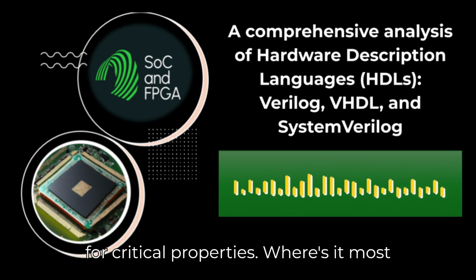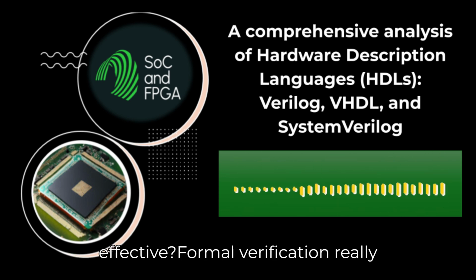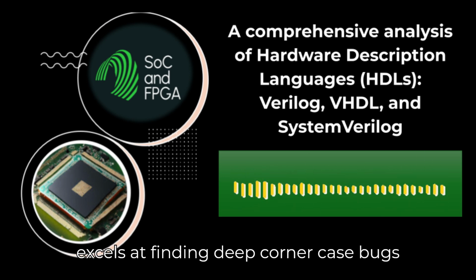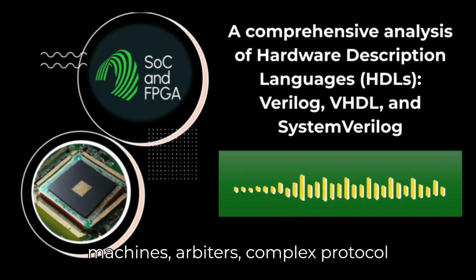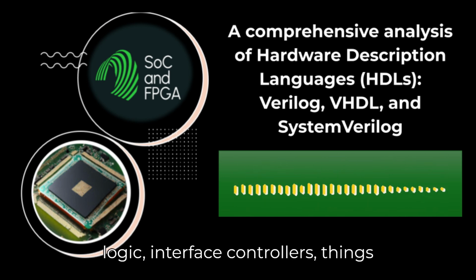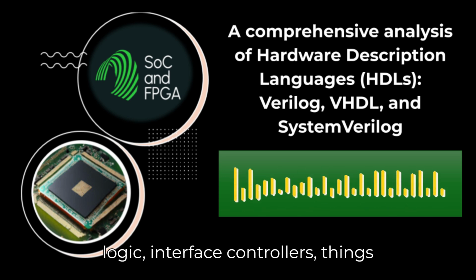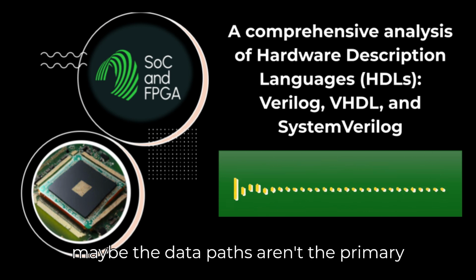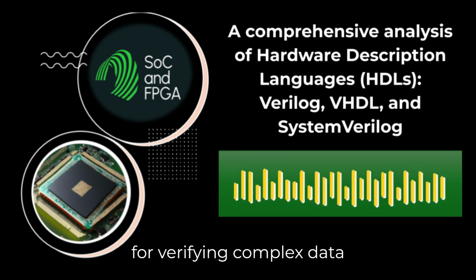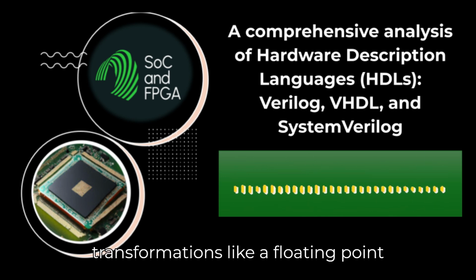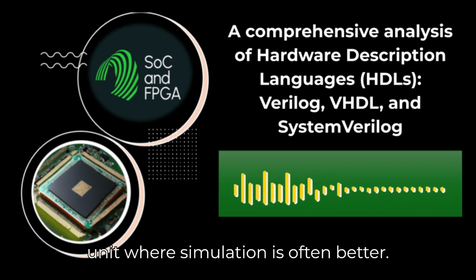That sounds amazing for critical properties. Where is it most effective? Formal verification really excels at finding deep corner case bugs in control-dominated logic: state machines, arbiters, complex protocol logic, interface controllers, things where the state space is complex, but maybe the data paths aren't the primary concern. It's less effective generally for verifying complex data transformations, like a floating point unit, where simulation is often better.